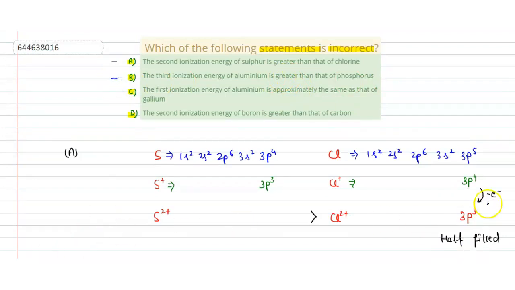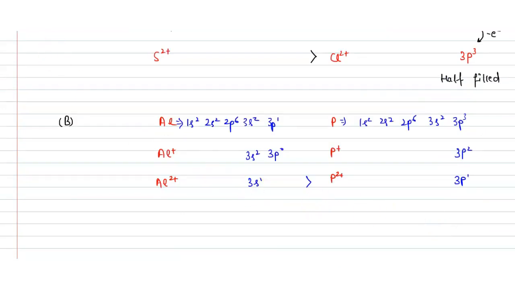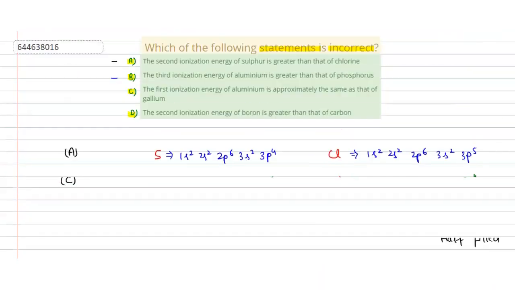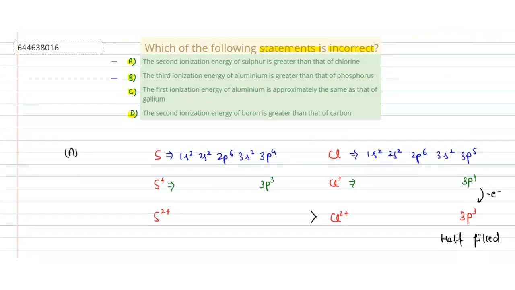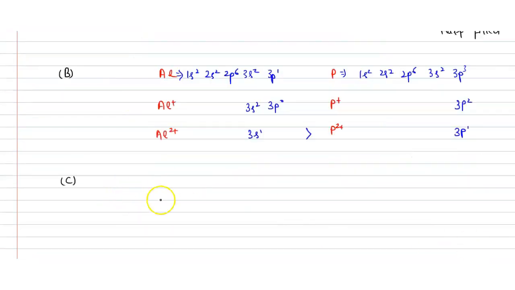Now we check the C option. In this C part, the statement is that the first ionization energy of aluminium is the same as gallium. Aluminium and gallium are both in the same group. Gallium has more shells, so its size is larger than aluminium. So they are not the same.